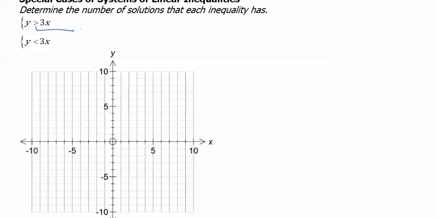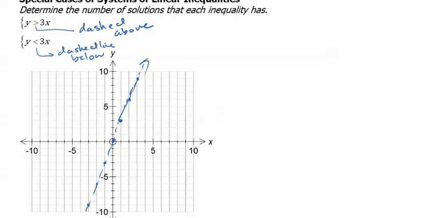This one tells me that I have a dashed line, and I'm going to shade above. This one tells me that I have a dashed line also, and less than tells me that I'm going to shade below. So let's graph it. 3x, so that's starting at the origin with a slope of 3, 1. That one should be pretty easy to graph. I end up with a dashed line passing through these points, and I'm going to graph this one in purple.